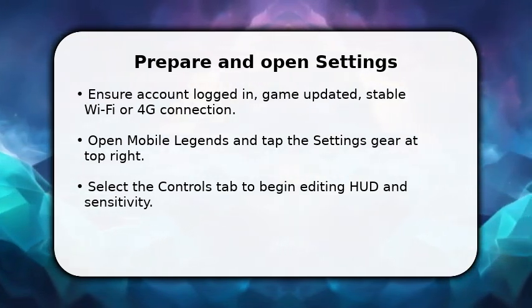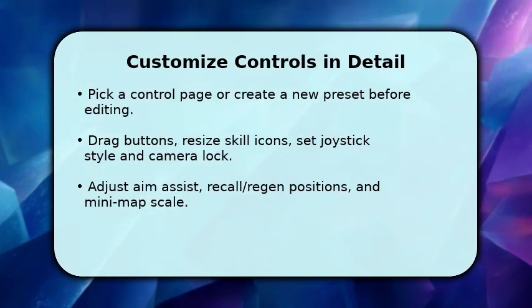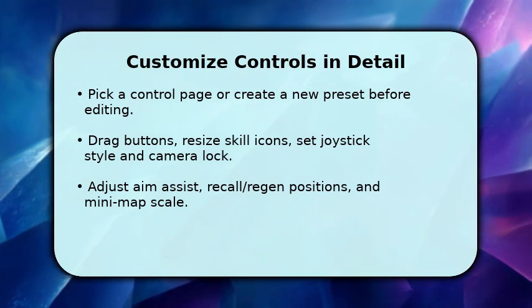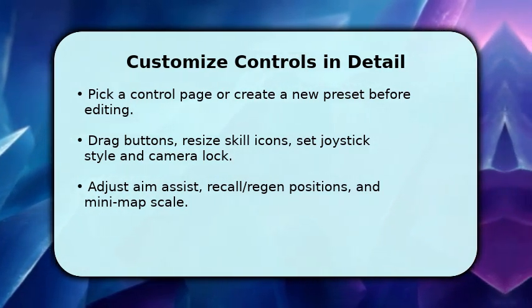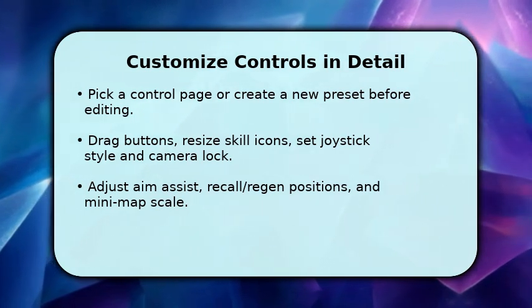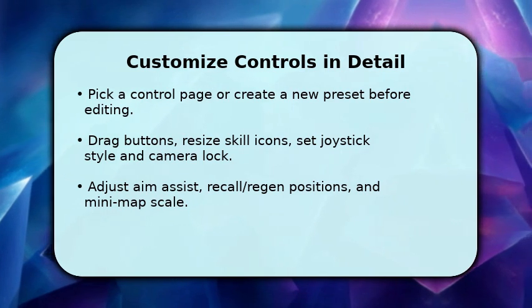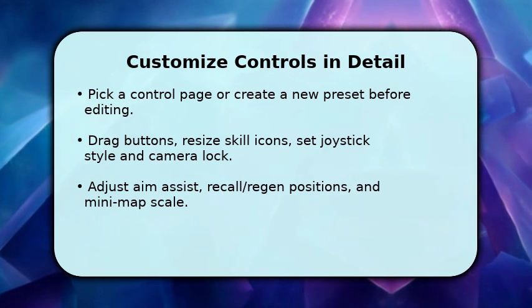You now perform the detailed edits. Pick a preset or create a new one so you can revert if needed. Drag skill buttons and reposition them where your thumbs naturally rest, resize icons for comfort, and select joystick style, floating or fixed, for better control. Adjust camera lock and aim assist to match your playstyle. Once done, tweak mini-map scale and locations for quick awareness.